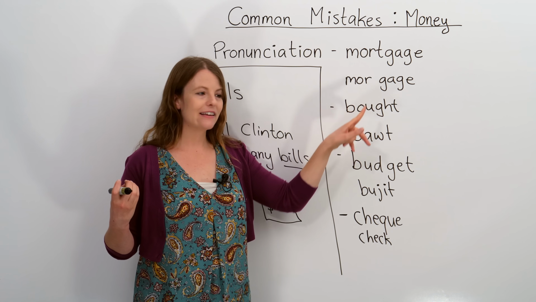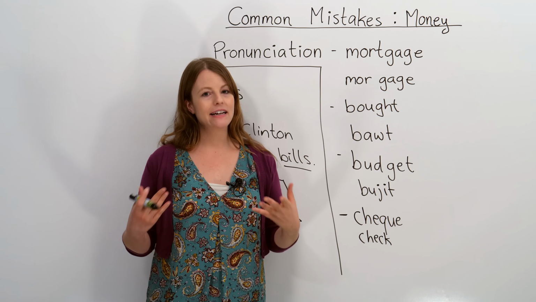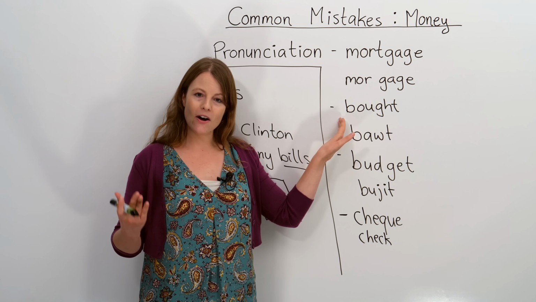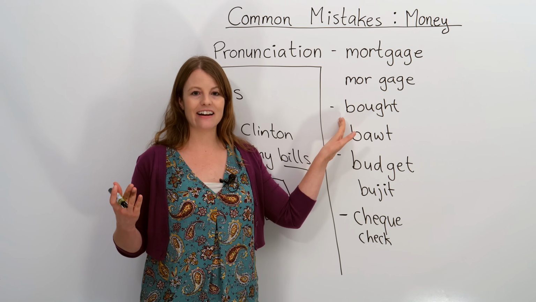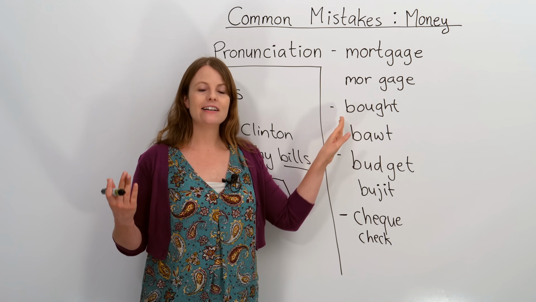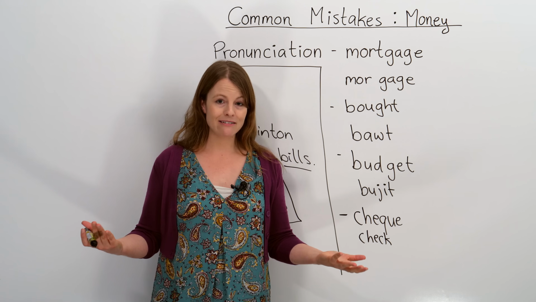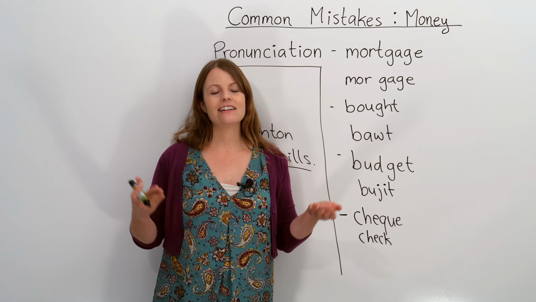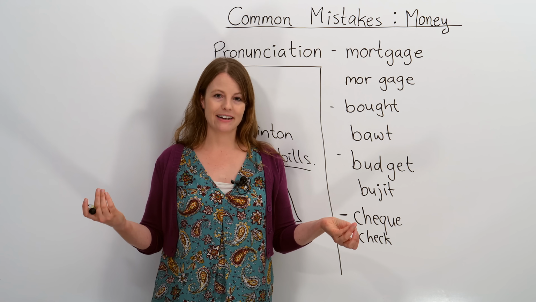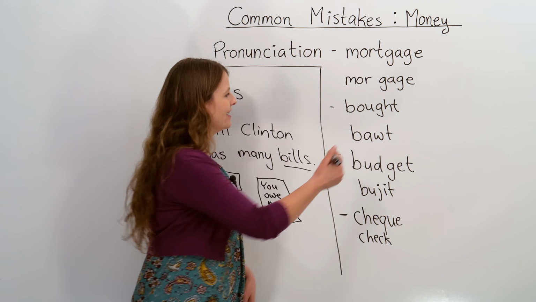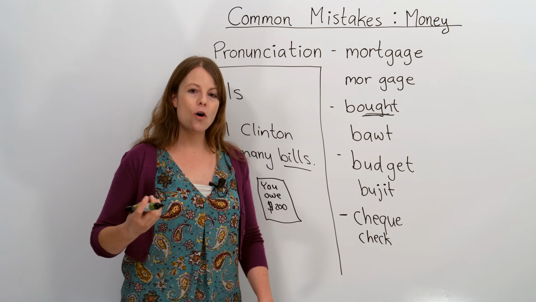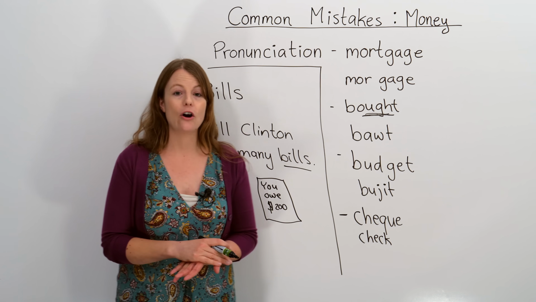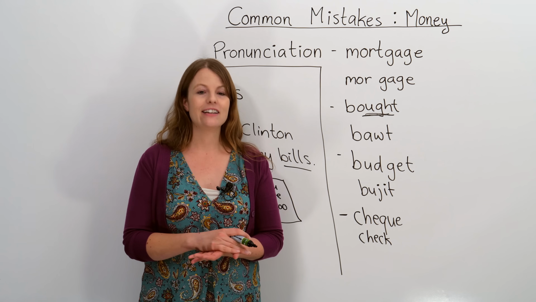Mortgage. Another word that many learners make mistakes with is this word bought. Bought is the past tense of the verb to buy. So when we're talking about what we buy, and we're talking about the past, we say bought. Why do people have trouble with the pronunciation of this word? It's because of the O-U-G-H. There are different ways to pronounce O-U-G-H in English.